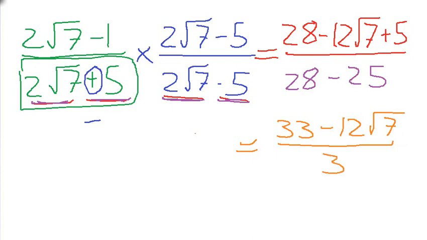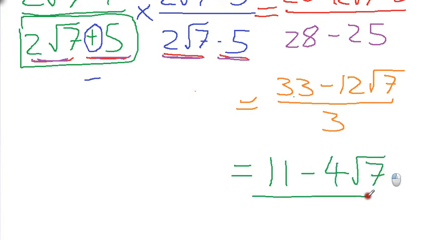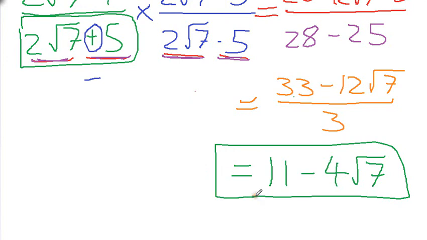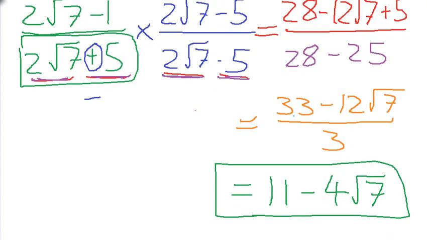Then you can see what's coming. Treat it as normal numbers. 33 over 3 is 11. 12 over 3 is 4, so minus 4 root 7. That is the form that they asked for. We've got m plus n root 7, so m is 11 and n is minus 4. That's the answer. See you on the next video.